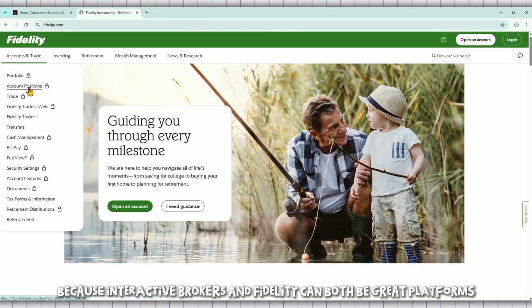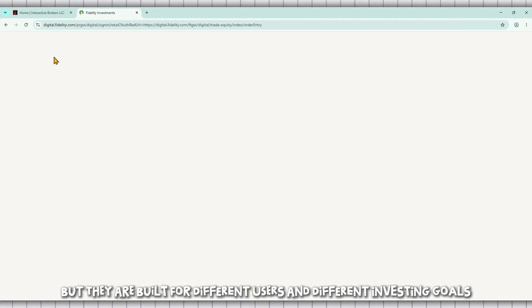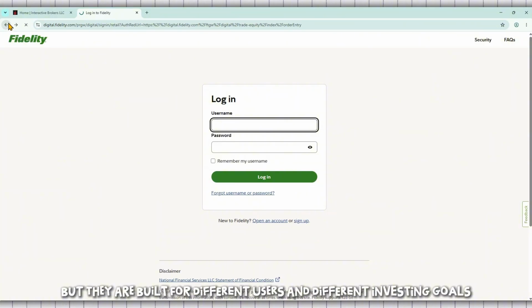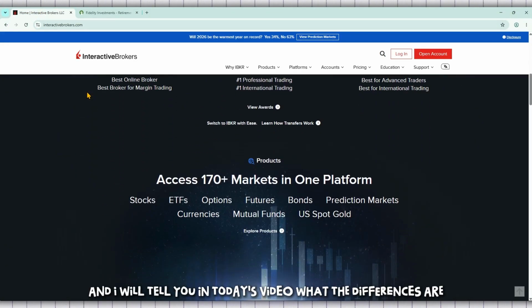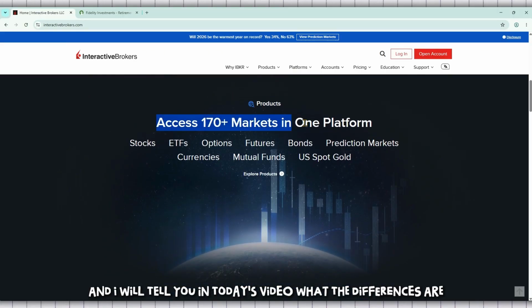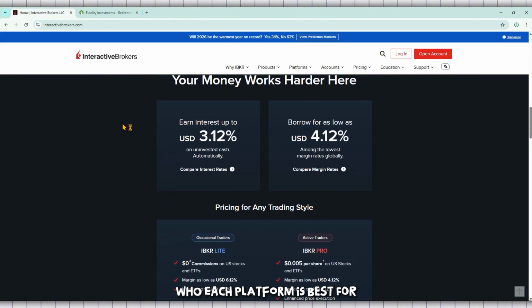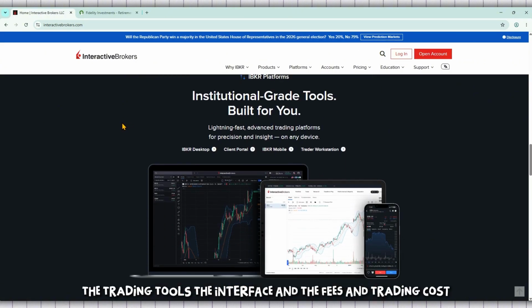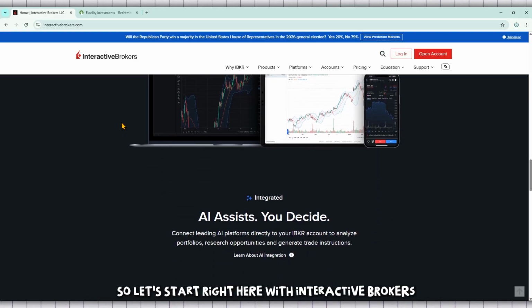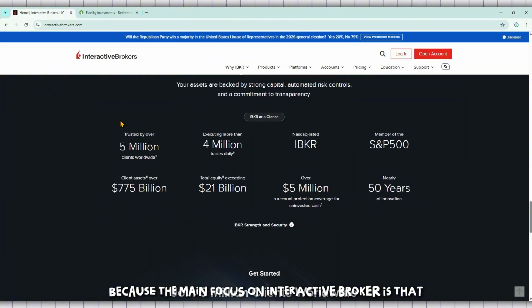Because Interactive Brokers and Fidelity can both be great platforms, but they are built for different users and different investing goals. So I wrote down 5 different topics, and I will tell you in today's video what the differences are. We will look at the main focus, who each platform is best for, the trading tools, the interface, and the fees and trading cost.